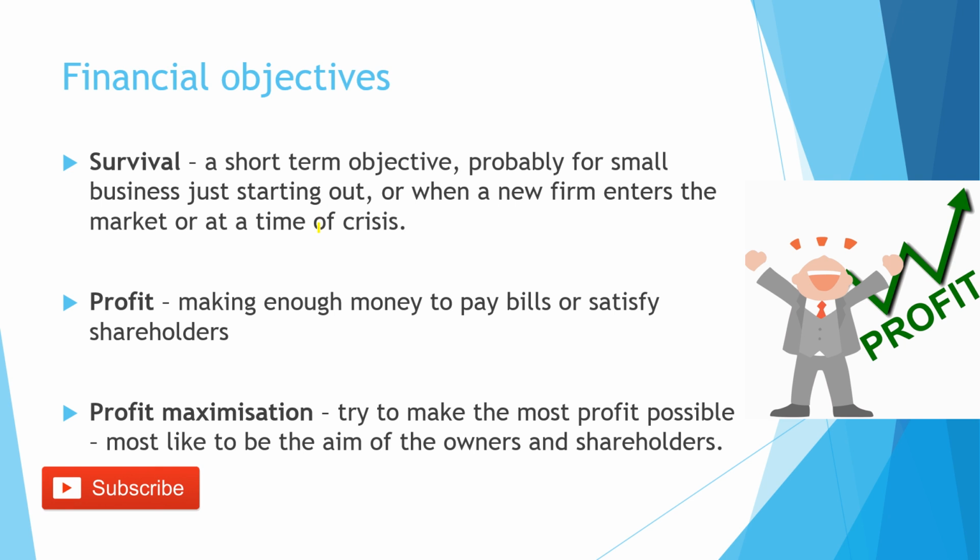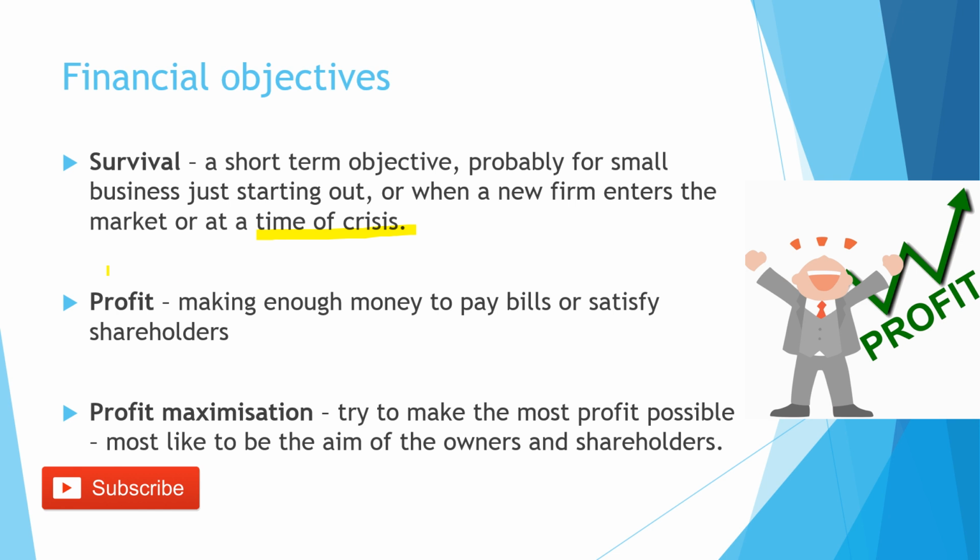So financial objectives. For most businesses that are starting up, a short-term objective would be survival, probably for small businesses who are just starting, or when a new firm enters the market, or at the time of crisis. So if there's a recession, like we were in recession 2008, 9 and so on, then all businesses' objectives were to survive the market. Can you remember how many businesses went bust? So survival would be a big objective or main objective for many businesses, especially in crisis times.